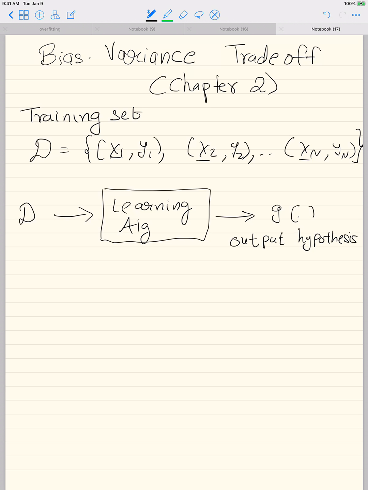So for example, the learning algorithm might be stochastic gradient descent, which tries to optimize the parameters of our hypothesis class, which might be a neural network or a linear model. And once we run this, we get an output hypothesis G.